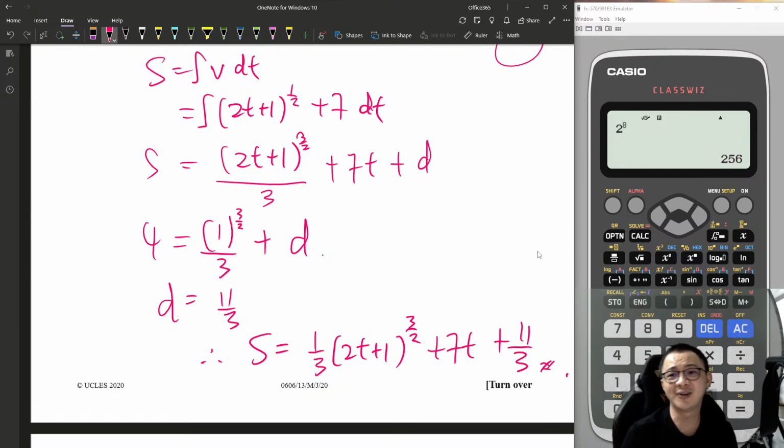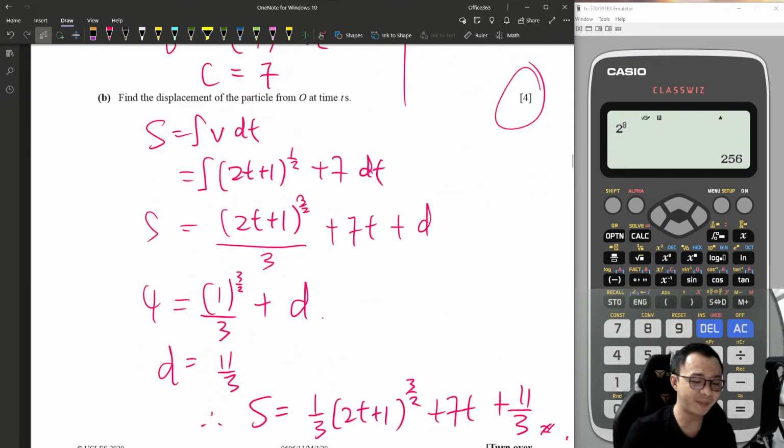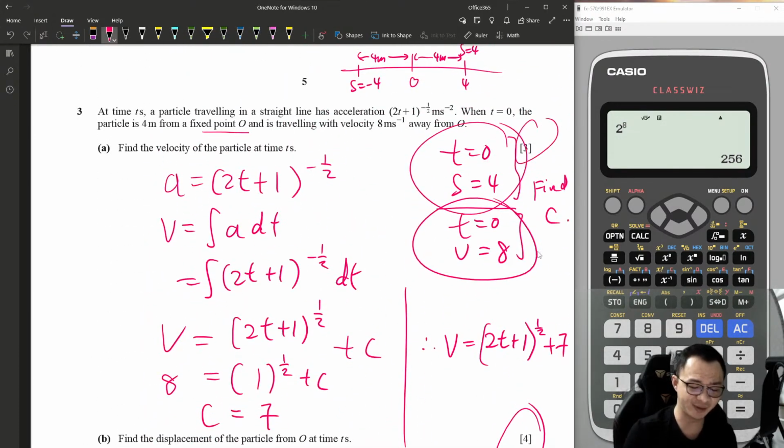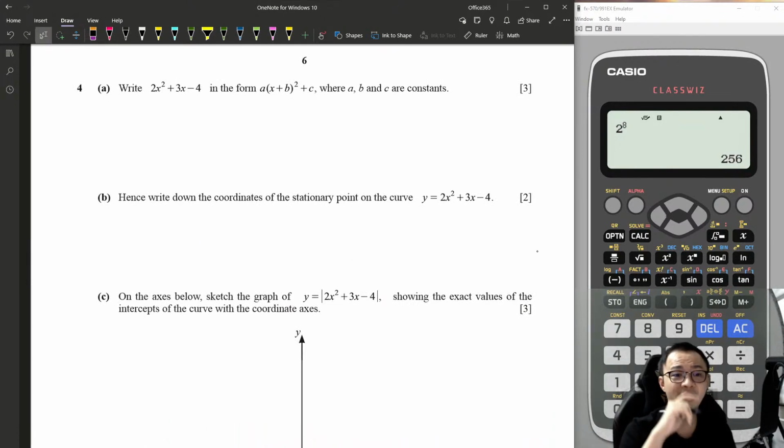And then this is how easy you get your 4 marks. Yeah, just understand the basics of integration. Because you realize this integration doesn't ask you to integrate sine, cos, or secant square, or exponents. Just a simple expression. So yep, I would say this 7 marks in total is quite easy to get. Nothing very hard here. Okay, number 4.